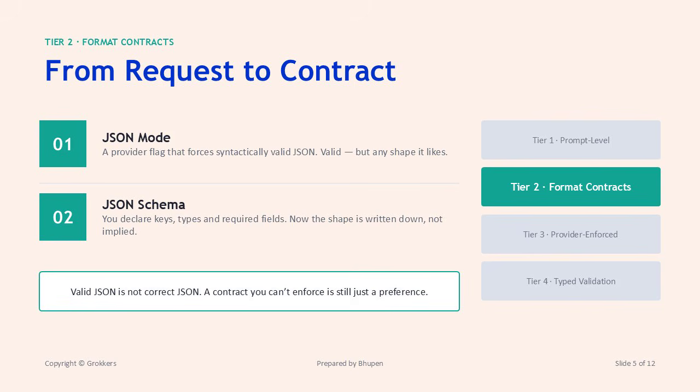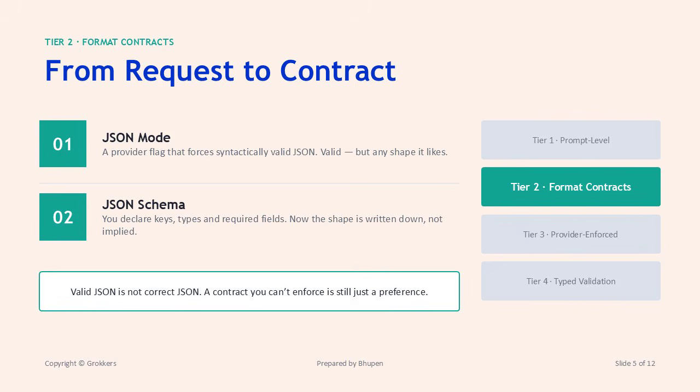The second row is JSON schema, and this is the real step forward. You write down the keys, the types, and which fields are required. Now the shape isn't implied by a paragraph of English. It's a document both sides can point at, version, and test against. That's genuinely valuable even before anything enforces it, because it turns a vague expectation into a reviewable artifact.